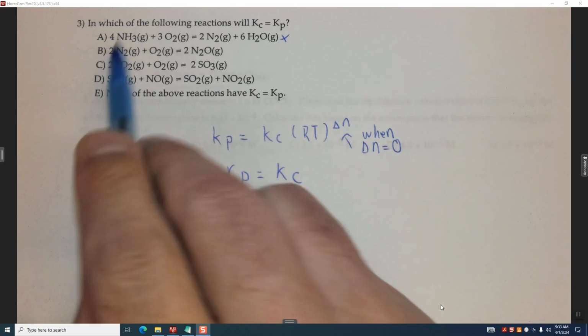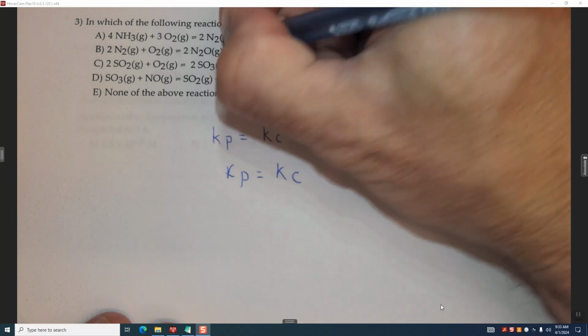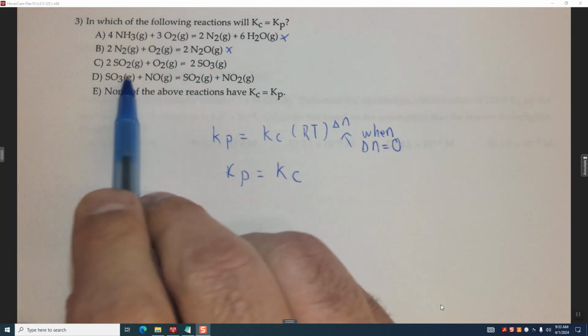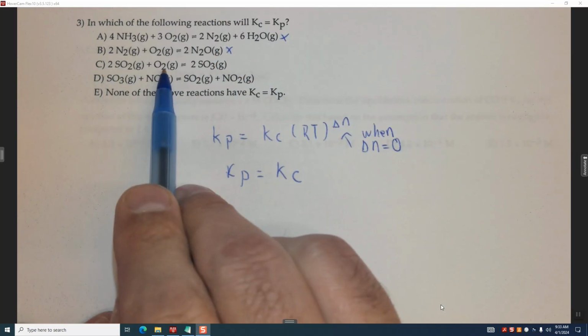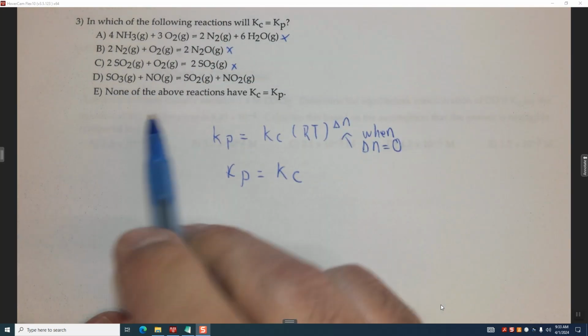We have 2 plus 1, which is 3, and over here we only have 2. 3 is not equal to 2, so that's not going to work. Here we have 2 plus 1, which is 3, and then only 2 over here. 3 is not equal to 2, so that doesn't work. Let's check the last one.